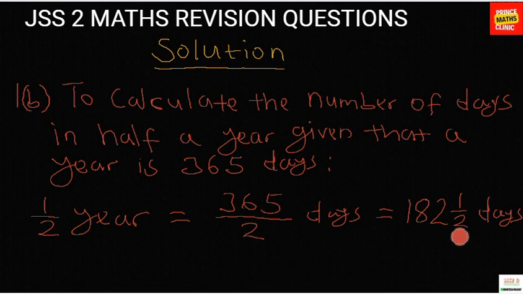Right? Half day simply means 12 hours, because remember that in a day we have 24 hours. That makes one day. So we have 182 full days plus 12 hours. So I can report it as 182 days, then 12 hours. That is what half of a year represents if a year is 365 days. So having looked at this, let us move to look at the second question.